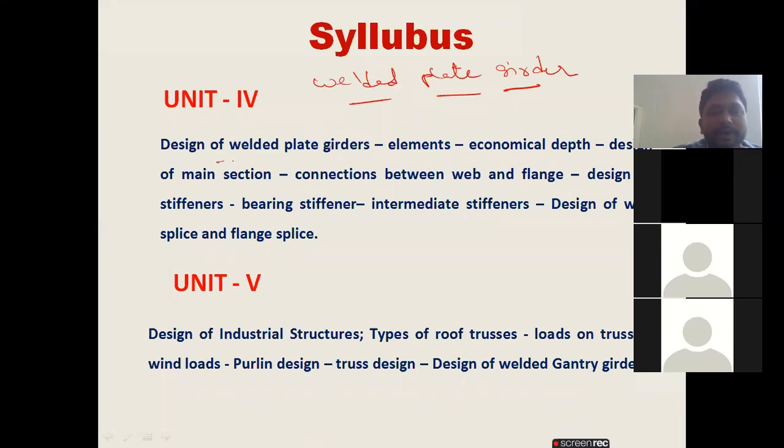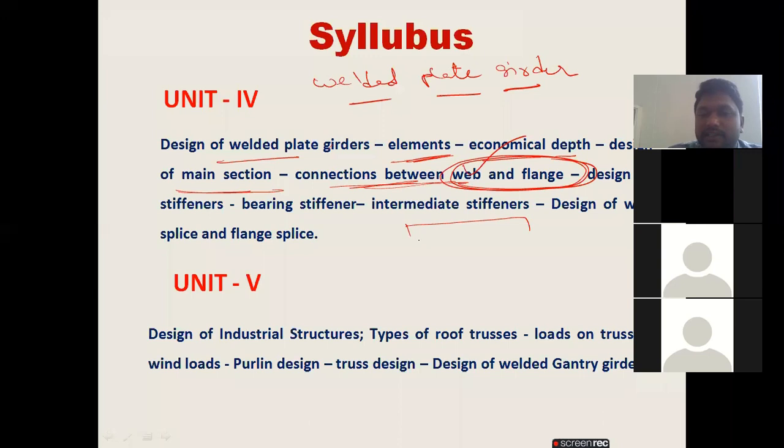In this design of welded plate girder, what are the elements? First of all, we learn what elements are available, what is the economical depth, design of the main section, and what are the connections between web and flange. See, here the terms are web and flange. You already know these from strength of materials, and even in RCC, especially when you are designing a T-beam, it is like this, the shape, the mechanics also you learn. This is the flange and this is the web.